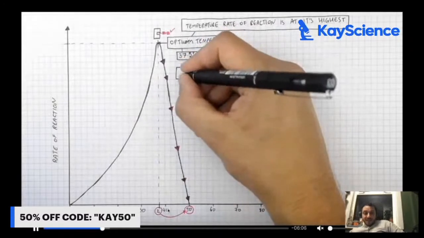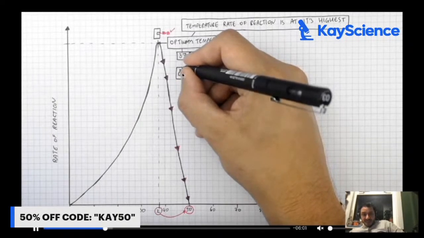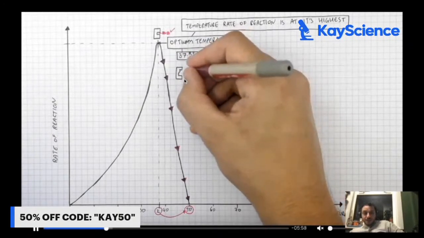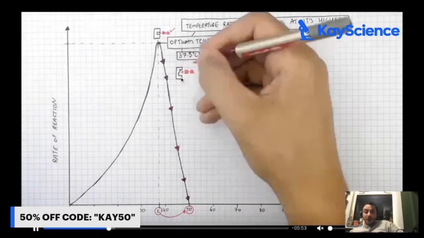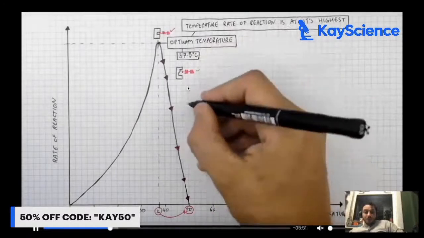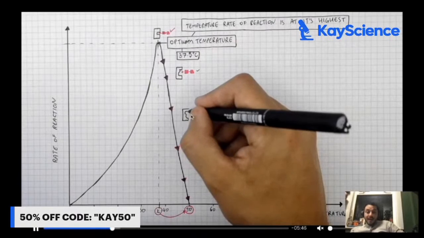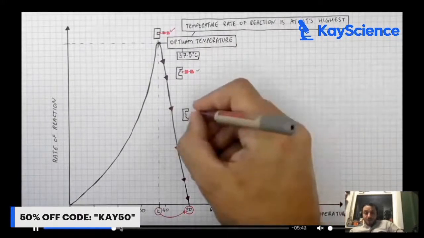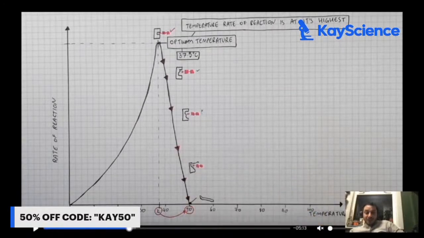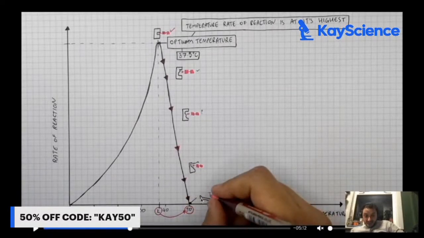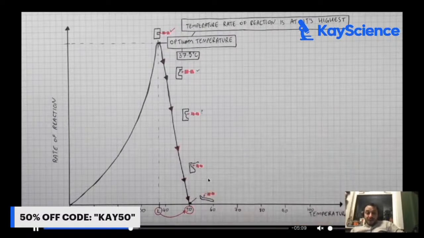But as you increase the temperature above the optimum, you can see here that the enzyme's active site begins to denature, which means that the substrate cannot bind the active site as well. But it's not denatured enough to stop binding completely. As you increase the temperature further above the optimum, the enzyme's active site denatures more and more until it gets to a point where the enzyme is fully denatured. As you can see here, the enzyme is fully denatured, which means that there is zero rate of reaction.